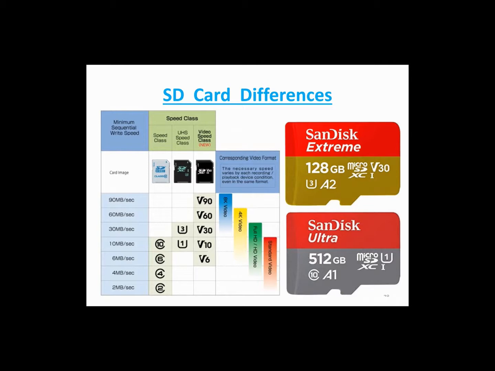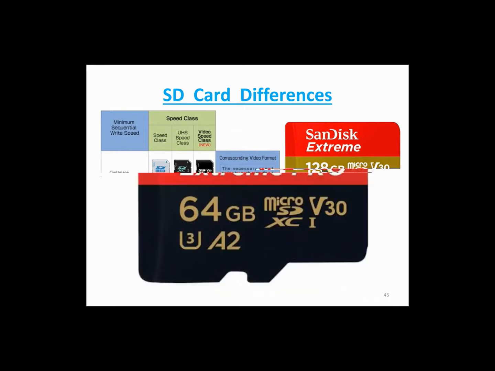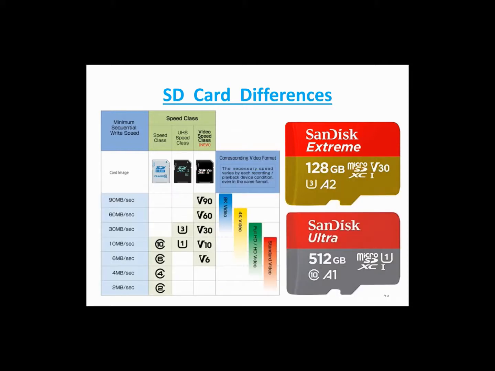But if you've got that sort of Class 10, Class 6 SD card, that's for your standard definition. So just look at this chart and match: what sort of video am I going to be recording? What type of card am I going to be needing? The C2, C4, C6 and C10 are obviously going to be too slow for your 8K video. So don't go buying those types of cards.